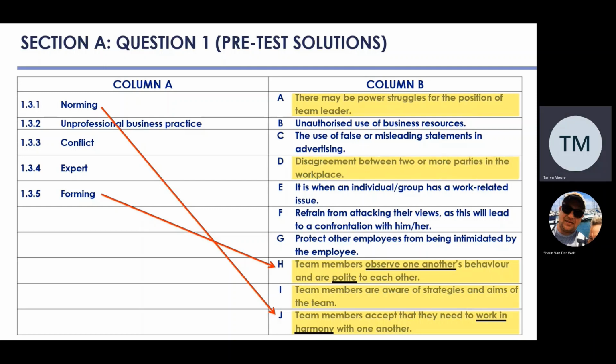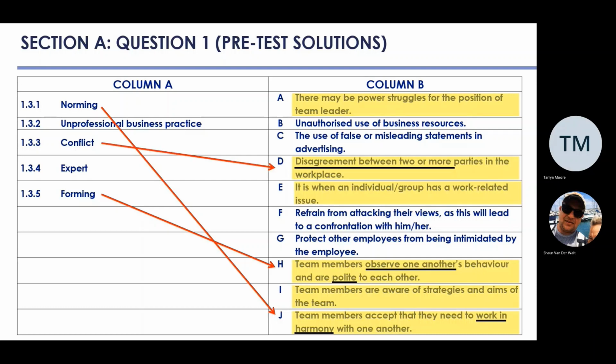We're now moving on to the next concept. In the form of a statement, we're looking at disagreement between two or more parties in the workplace. We now look at it when an individual or group has a work-related issue. I'm talking about a disagreement, an individual or a group that has a work-related issue. I'm underlining my key concepts: a disagreement. When you see the word disagreement, I'm allowed to have a difference of opinion and we can disagree. It is an individual or group that has a work-related issue. We're having a disagreement.